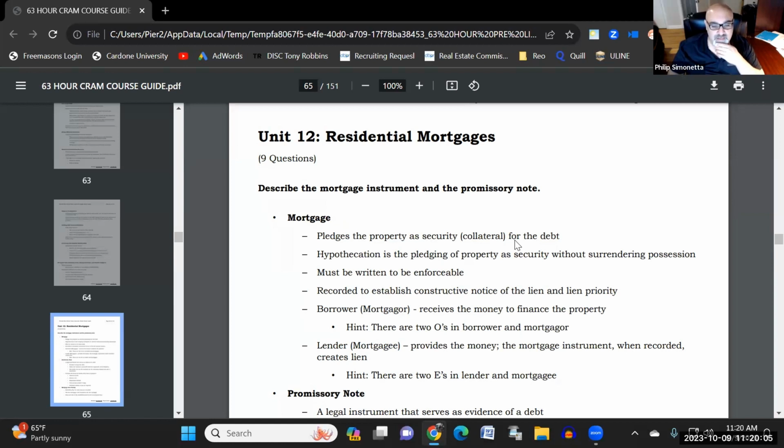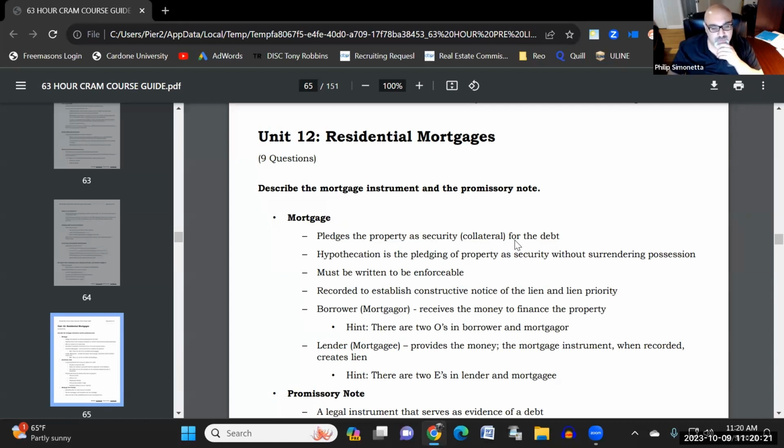It must be in writing to be enforceable, right? So it has to be written and recorded. It has to be recorded to establish constructive notice of the lien and the lien priority, right? So a mortgage must be recorded or it won't have any lien priority.